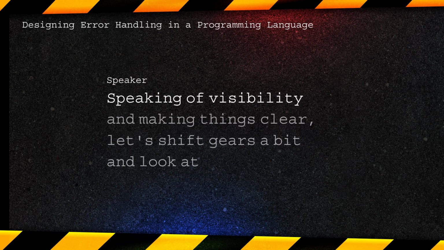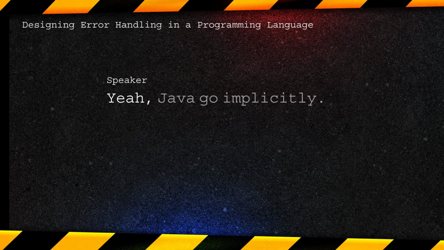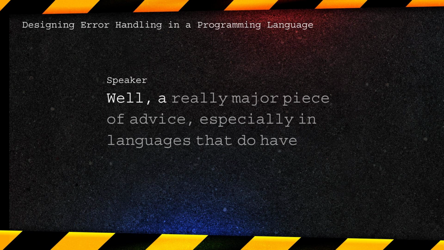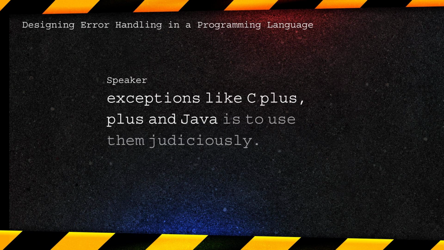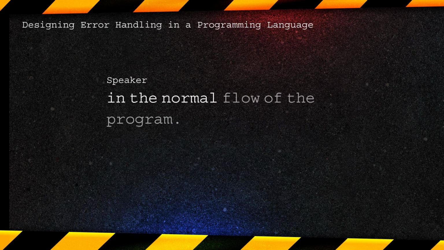Okay. Speaking of visibility and making things clear, let's shift gears a bit and look at best practices. Synthesizing the advice from all these different sources, C++, Java, Go implicitly, what are the key takeaways for writing good error handling code, regardless of the specific mechanism? Well, a really major piece of advice, especially in languages that do have exceptions like C++ and Java, is to use them judiciously. Use them only for truly exceptional situations, things that are genuinely unexpected in the normal flow of the program. Right, not for normal control flow.